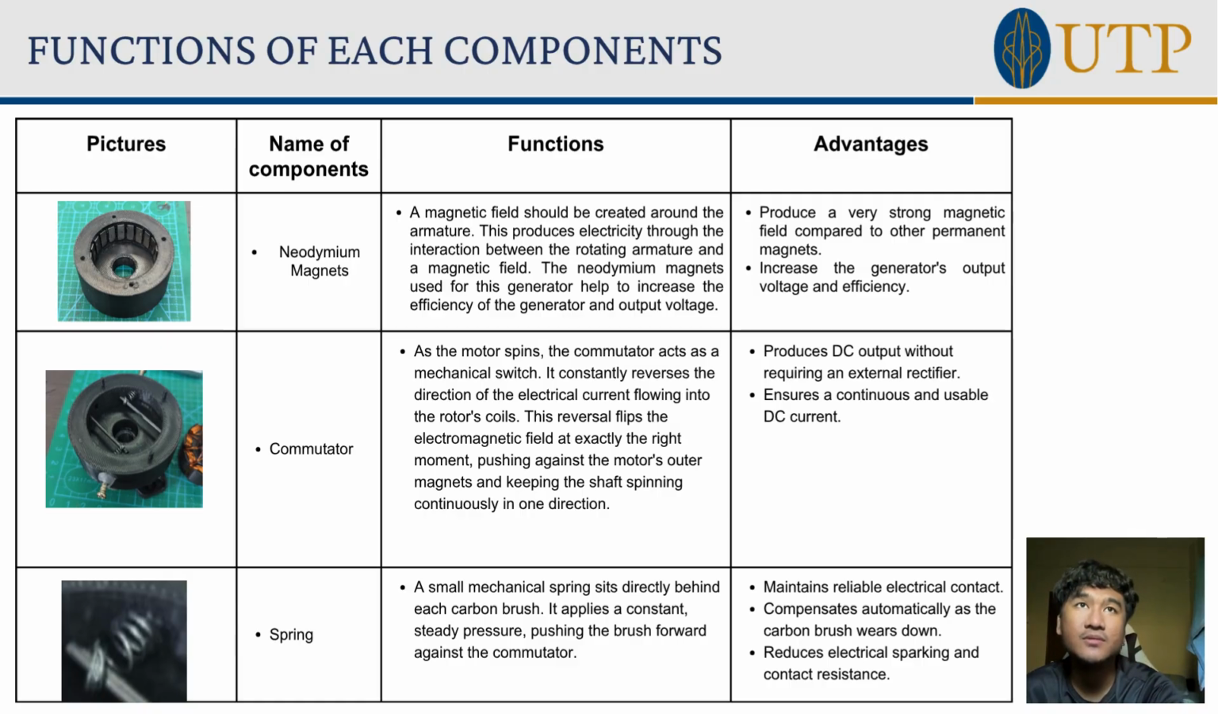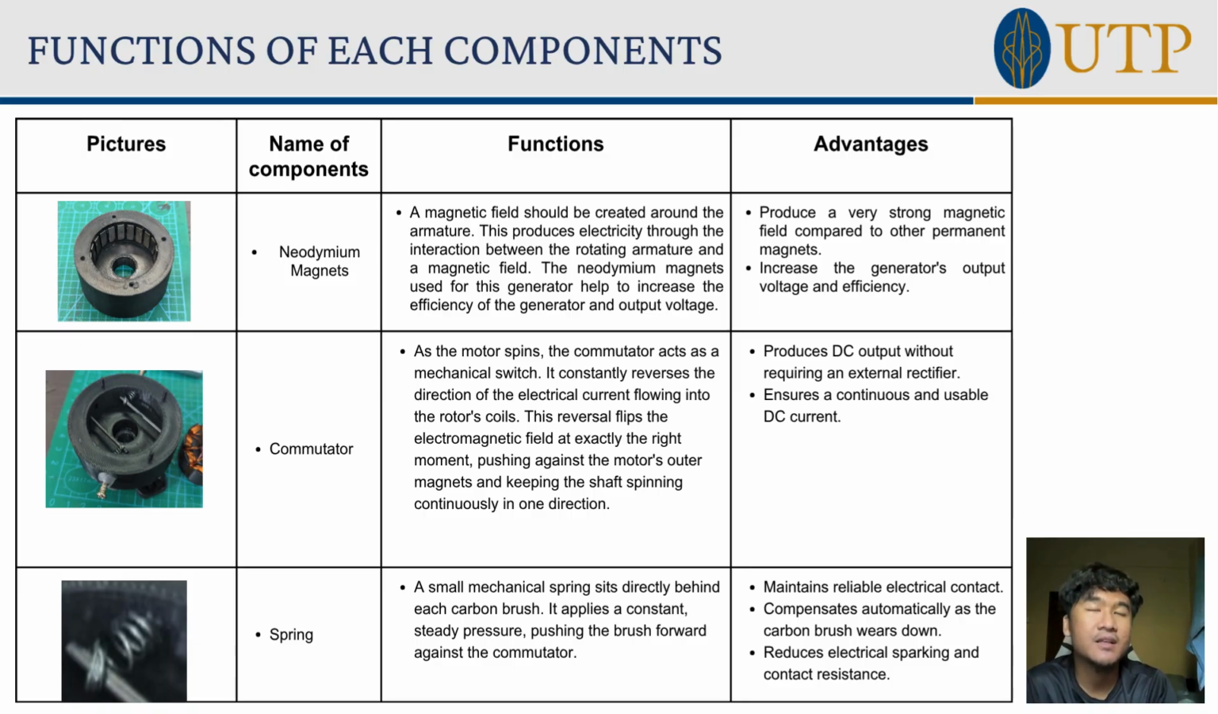So I will continue with the commutator. As the motor turns, this part acts like a switch. So it can flip the direction of the electricity back and forth. And then this is perfectly timed with the magnetic push and pull, which keeps the motor spinning smoothly in one direction. So for the advantage, it produces DC output without requiring an external rectifier, and ensures a continuous and usable DC current.